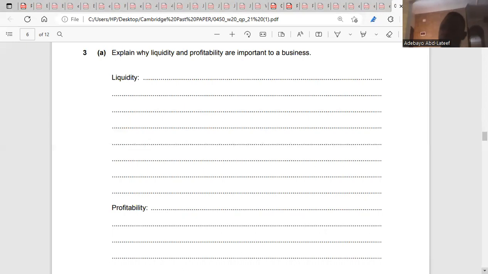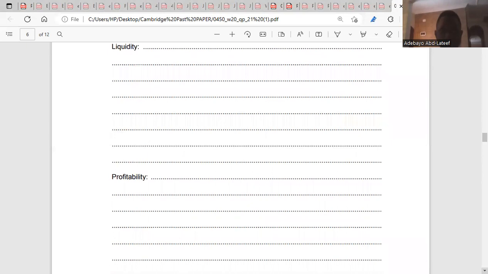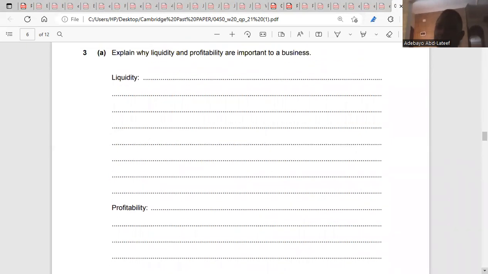So when we talk about liquidity, it means the ability to easily convert assets to cash. That is liquidity. And for profitability, it means your cost is less than your revenue. So how is liquidity important to a business, and how is profitability important to a business? So let's talk about liquidity.